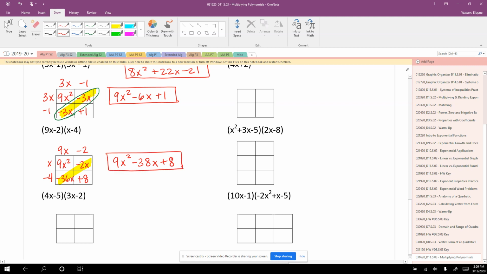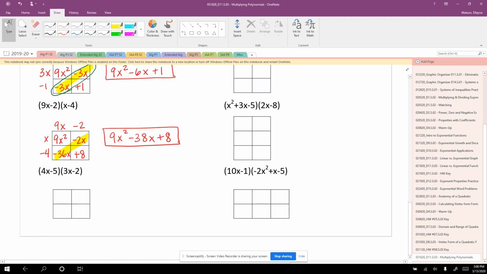And there we go. For this next one, instead of using the box method, I'll show you the distributive method. And I'll do this one step by step. So I distribute the first term, the 4x, to the first term in the second binomial. So 4x times 3x, and I'm going to get 12x squared. And then I'm going to distribute the 4x to the negative 2.